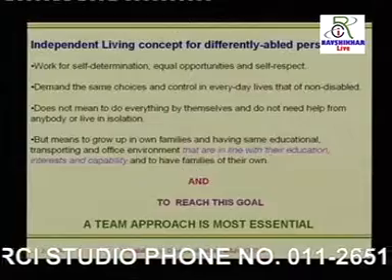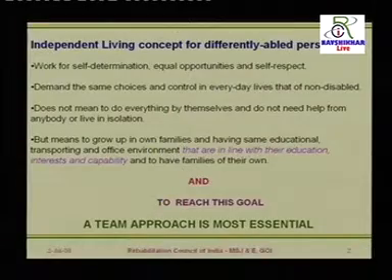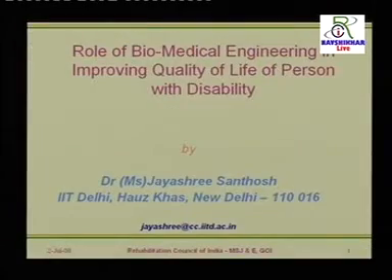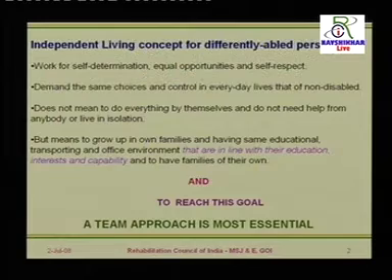Okay. Now when I say improving the quality of the life, the first thing which comes to our mind is independent living. That is what we all think about whenever we talk about anybody.